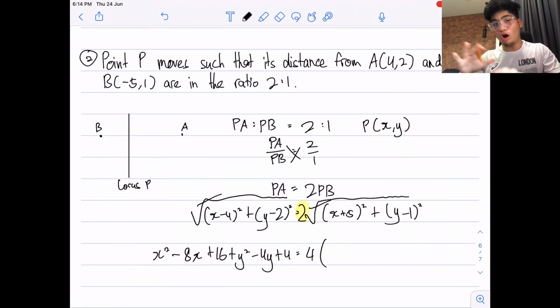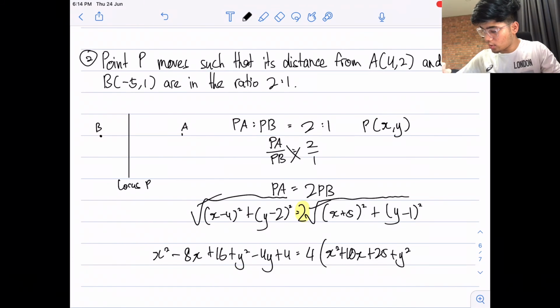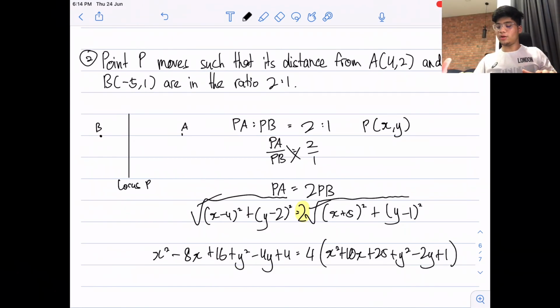I recommend not expanding that right side fully immediately. So it'll become 4 times x squared plus 10x plus 25 plus y squared minus 2y plus 1. Alright, we've got it down. Now we've got to expand it, but I want to be faster. That's the things you gotta sacrifice when you're doing AddMaths. You gotta keep it cool, you know.